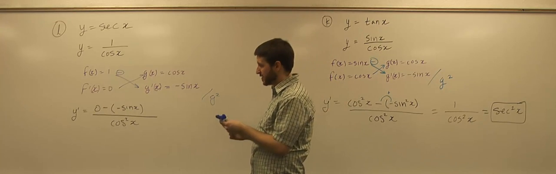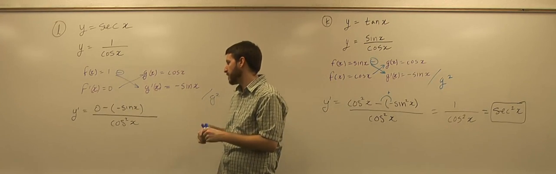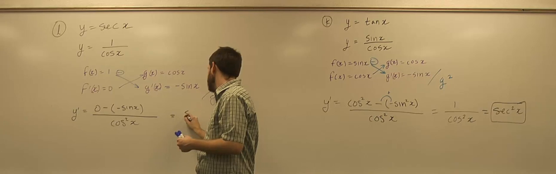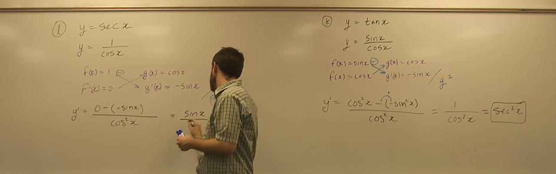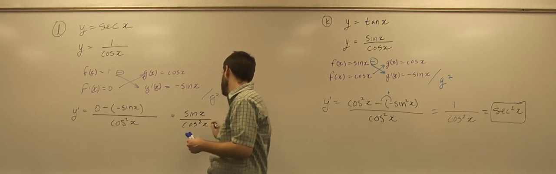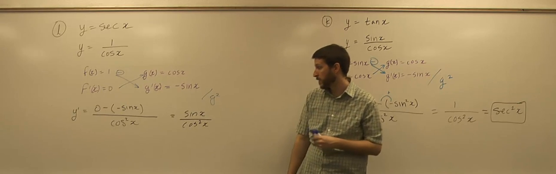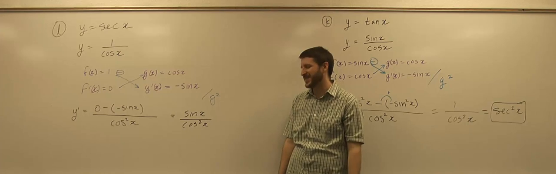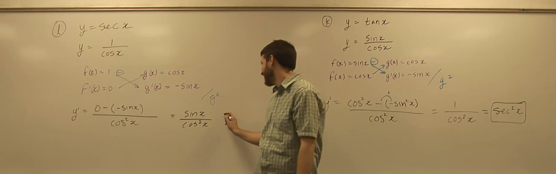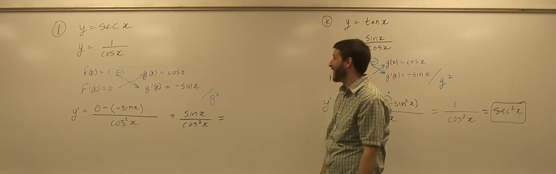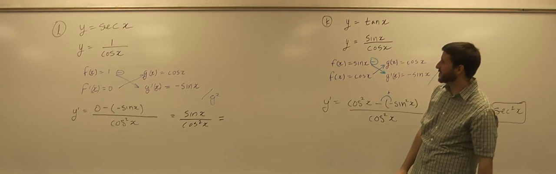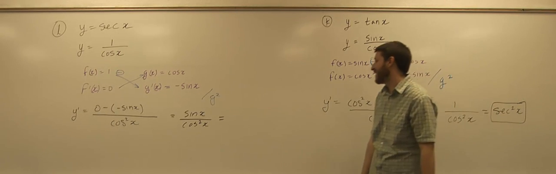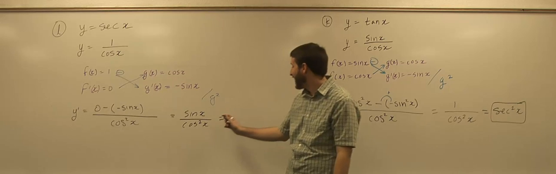Again, this simplifies. First of all, negative, negative. This is positive sine x on top, cos squared on the bottom. Sine x secant squared x. So sine x secant squared x. Yeah, I've never heard that. I've been doing derivatives and secant for 10, 15 years. I've never heard that.